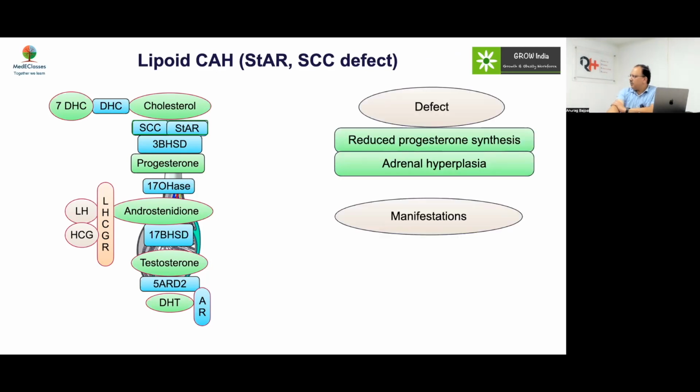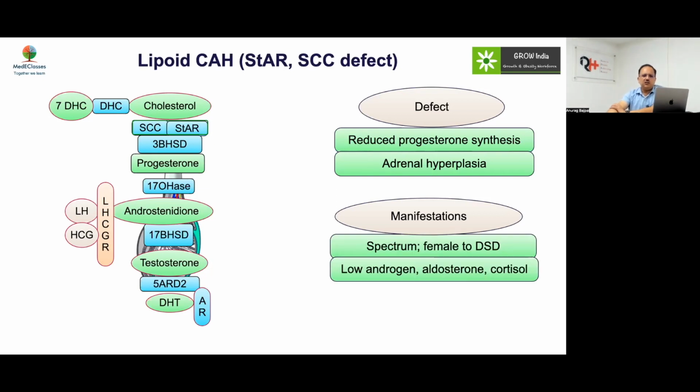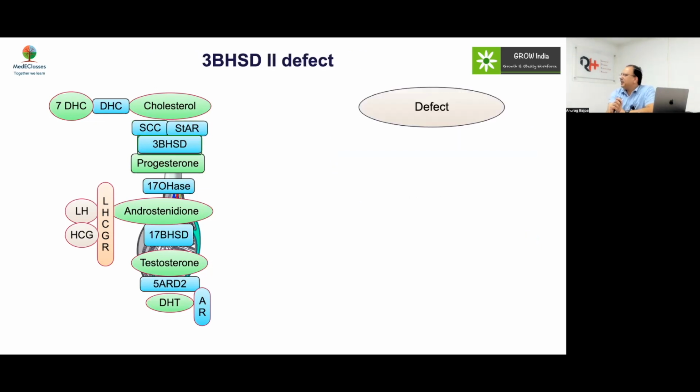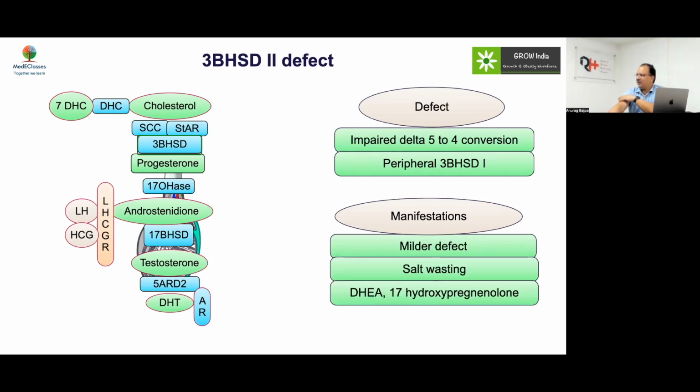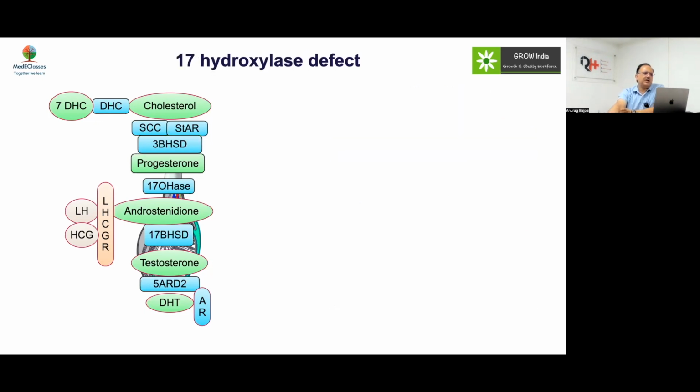StAR and side chain cleavage will present with severe lipoid adrenal hyperplasia. Manifestations again can be variable. All levels of hormones, be it androgen, aldosterone, cortisol, all of them will be low and the metabolites will be low. There will be no response to ACTH. 3-beta-HSD, again we have discussed, you have peripheral action. So you will have an intermediate level of testosterone. It will result in a milder defect with salt wasting, and your levels of DHEA and 17-hydroxypregnenolone will be very high. 17-hydroxylase is the hypertensive variant.